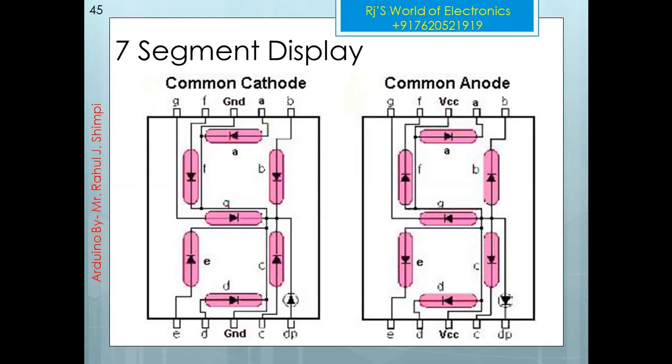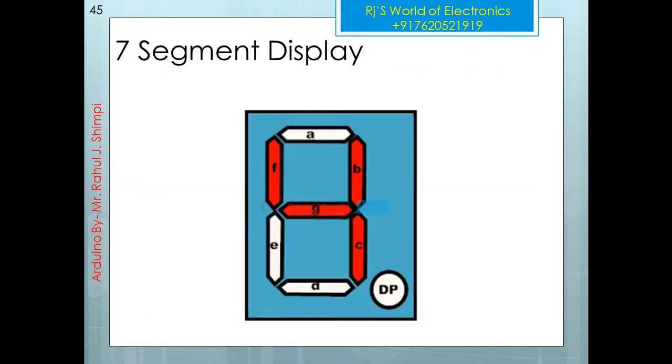For common anode type of display, connect the common pin to the positive 5 volts and the particular segment pin to the lower potential to glow a segment. For common cathode type of display, connect the common pin to the ground and the particular segment pin to the higher potential to glow a segment. For example, to display number 4, segments B, C, F and G are to be switched on and the remaining segments are required to be switched off.